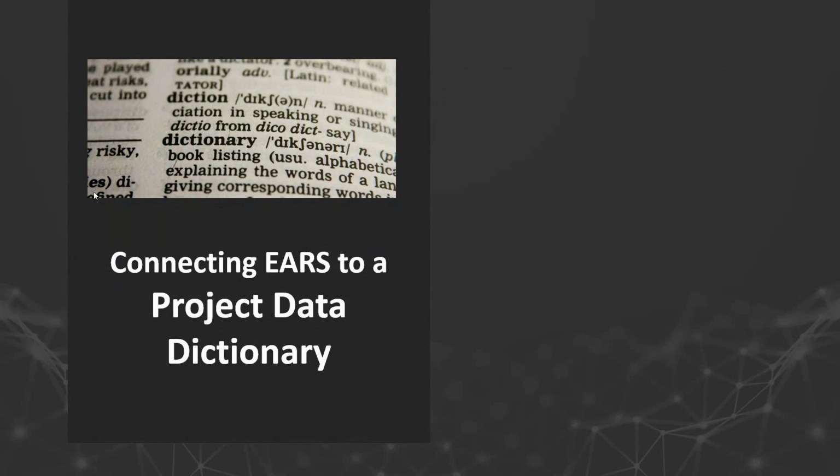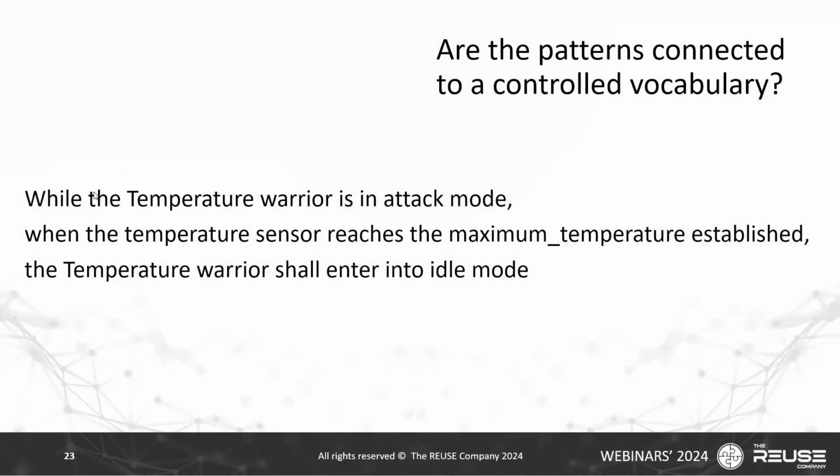So, second important point when it comes to using patterns is how to connect patterns to a project data dictionary, right? Let me describe this aspect with an example. So this is my requirement. Again, speaking about the same system, while the temperature warrior is in attack mode, when the temperature sensor reaches the maximum temperature established, the temperature warrior shall enter into idle mode. So this is the same example as I used before for the so-called complex pattern that, as I said, I normally don't call complex pattern.